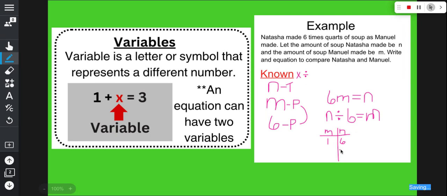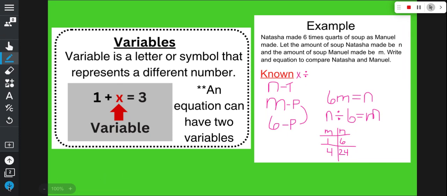If Natasha has 24 quarts, we can find out how much Manuel has by using the second equation. 24 divided by 6, and Manuel would have 4 quarts. Because we don't know how much they currently have, and their amount could change based on each time they make it, but the change amount isn't changing, the rule, we can write an equation using 2 different variables.